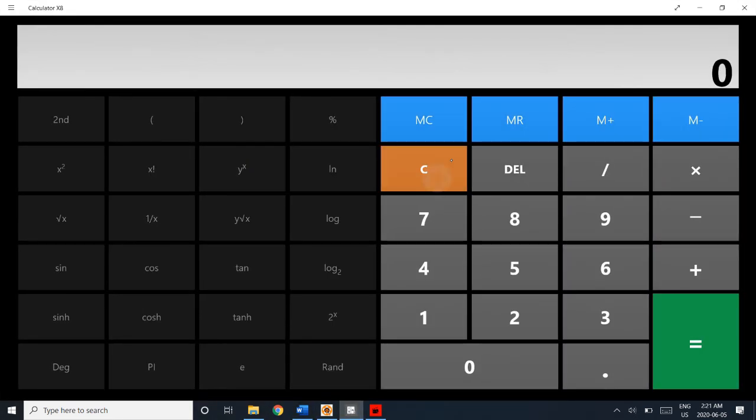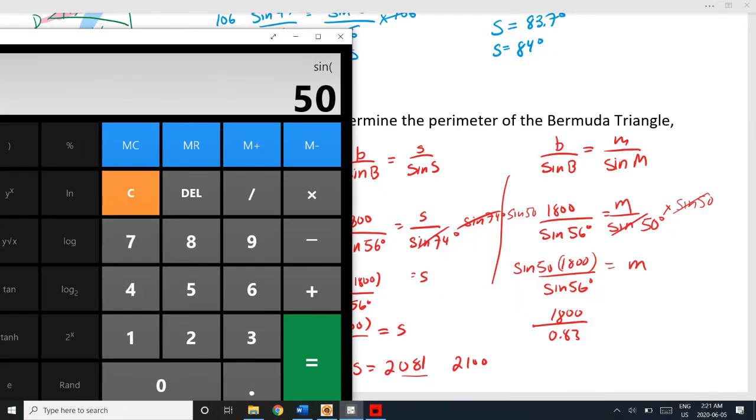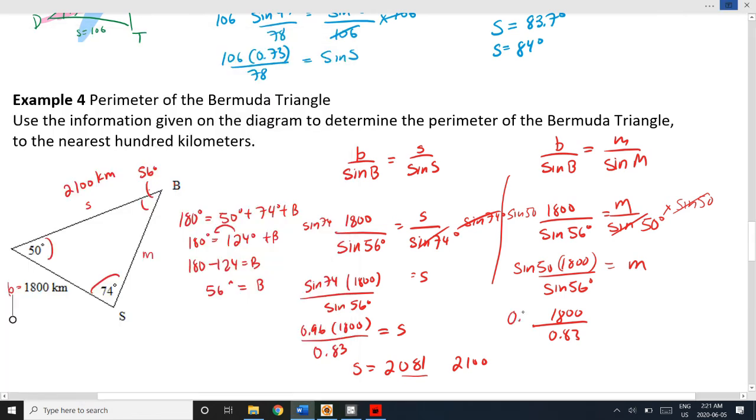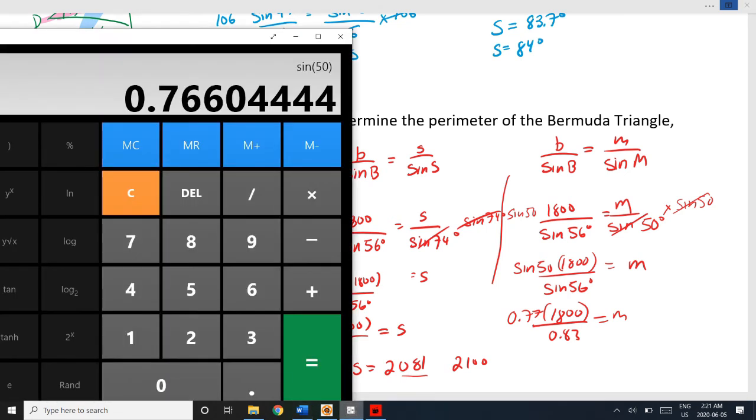Let's clear this. So sine 50 is equal to 0.0766, so we'll say 0.77. And we just have to multiply all these things together and divide by 0.83 to get our answer. So let's go ahead and do that.